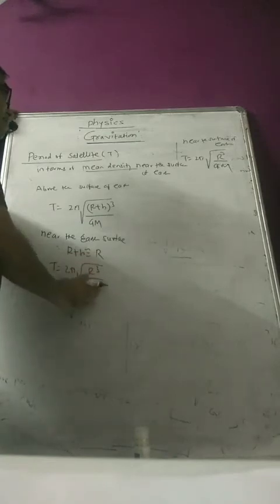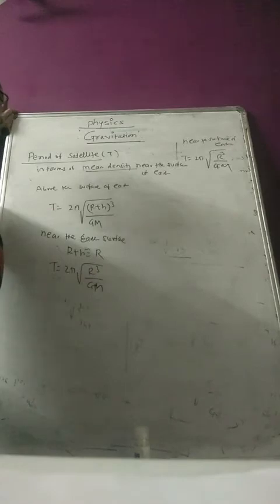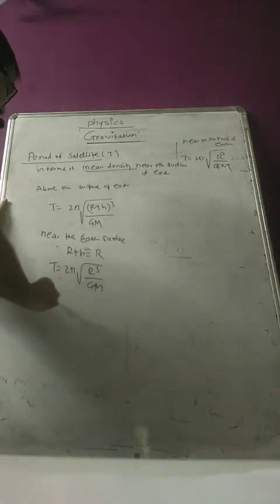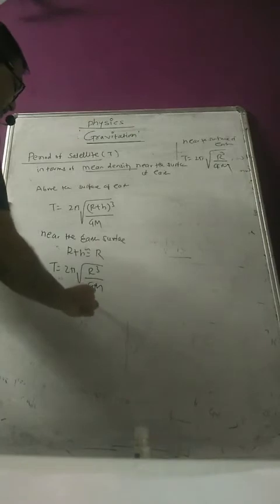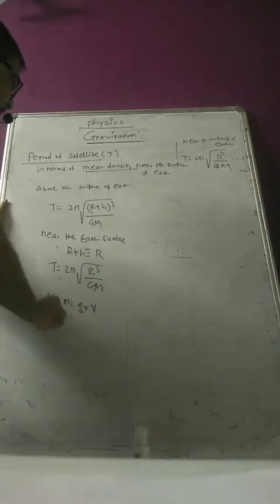R plus h is approximately R, so therefore T is equal to 2π√(R³/GM). आपण हे वरती लिहून ठेवलं. आता मला मीन डेन्सिटीच्या फॉर्ममध्ये पाहिजे. मग आता M ची व्हॅल्यू परत मी डेन्सिटी इनटू व्हॉल्यूमच्या फॉर्ममध्ये मुलांनो टाकून देतो. Density is equal to mass upon volume, that is mass = density into volume.